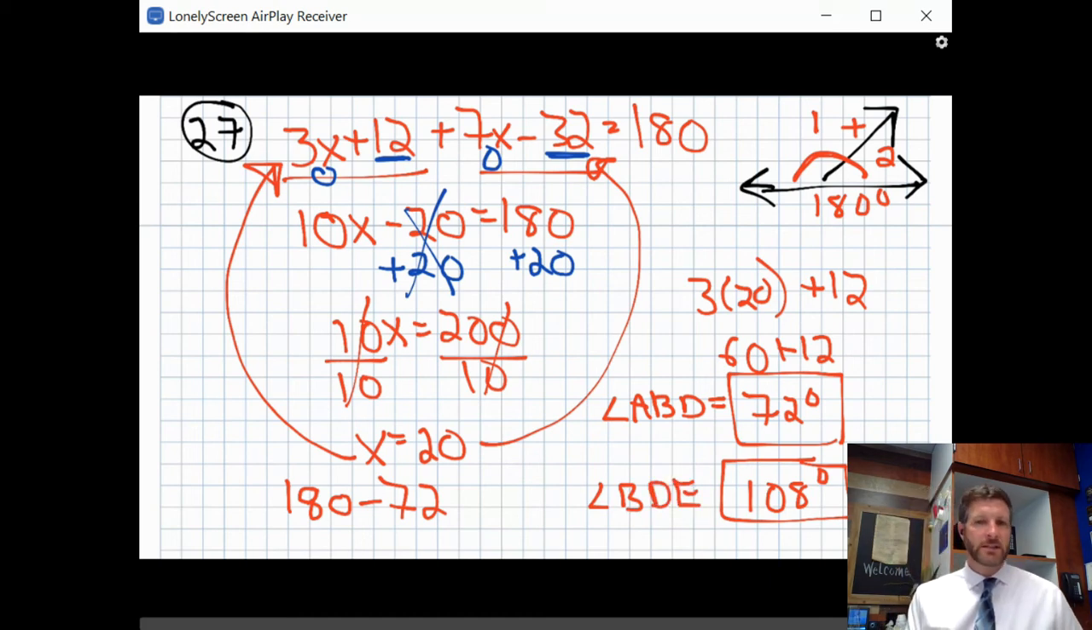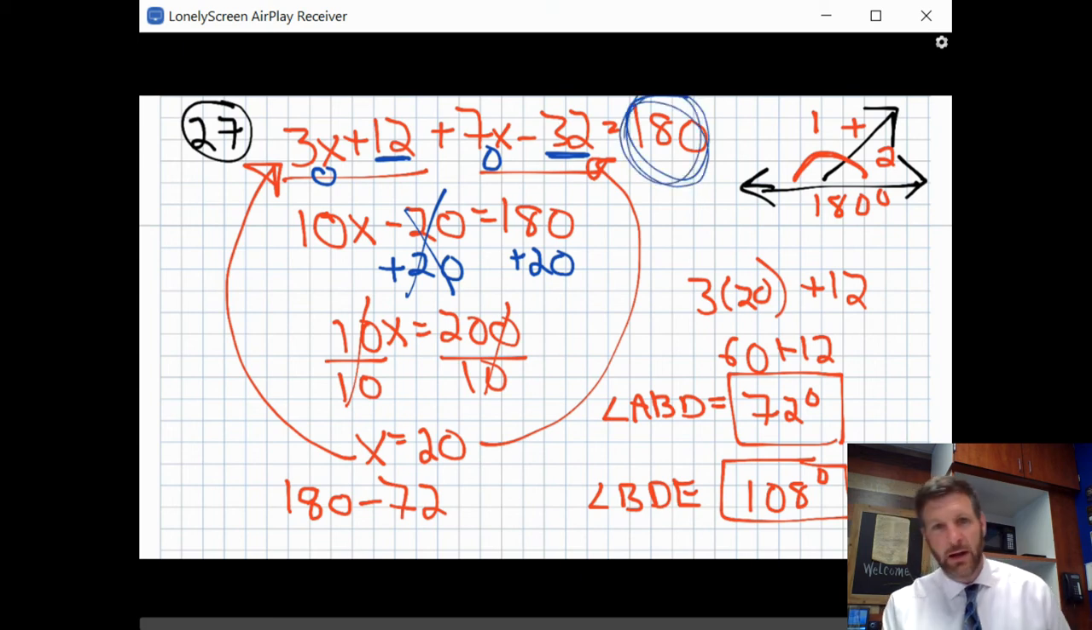Okay, so a very typical algebra-based problem solving with supplementary angles. Notice, I think there's another problem you'll do where they're complementary. The process is exactly the same, but because they're complementary, you'd redo the whole thing, and they would add up to not 180, but they would add up to 90.